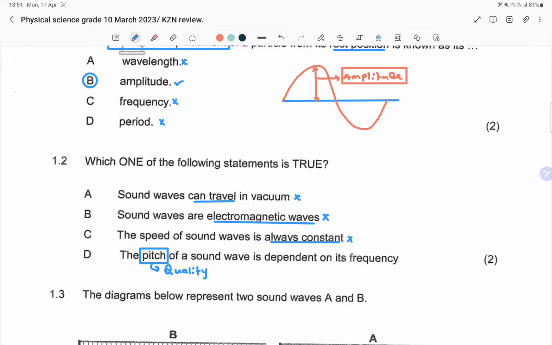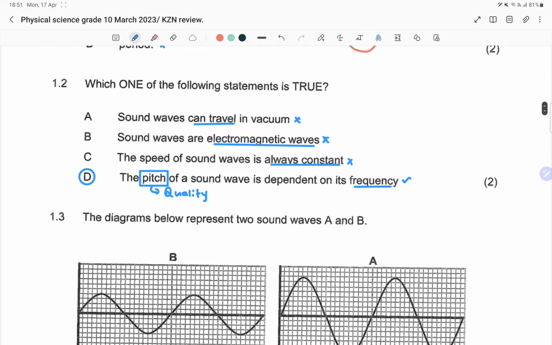Okay, it is dependent on its frequency, and that is true. So that is the statement we're looking for. All right, so please guys, be able to understand what is going on.